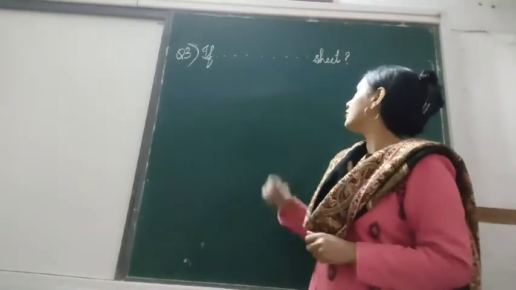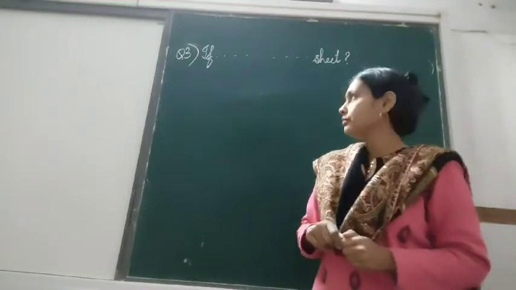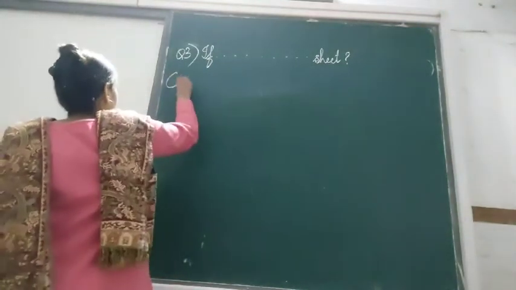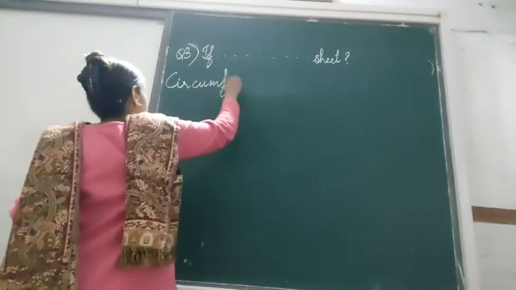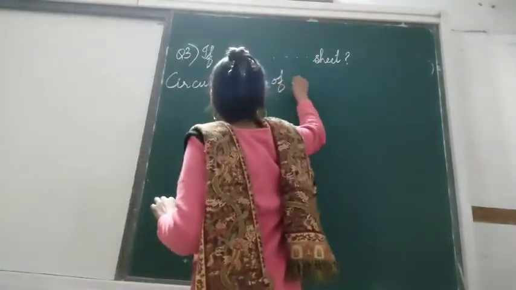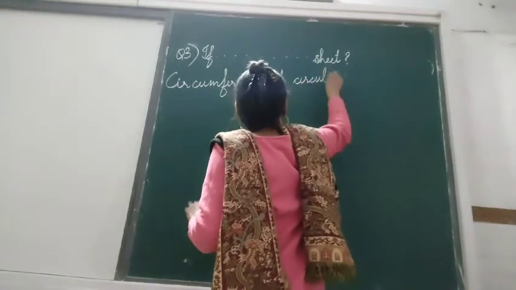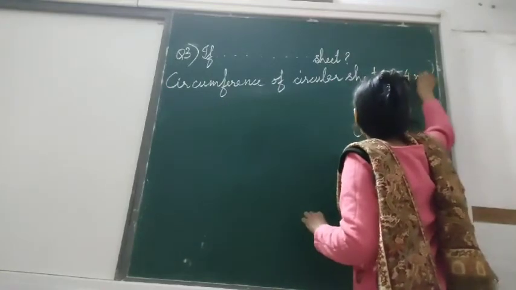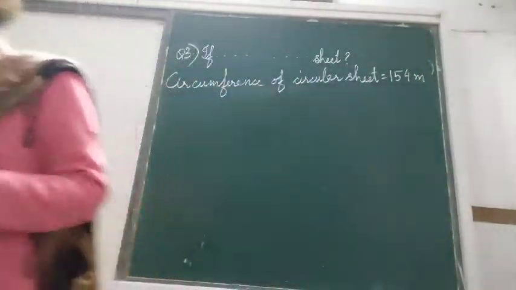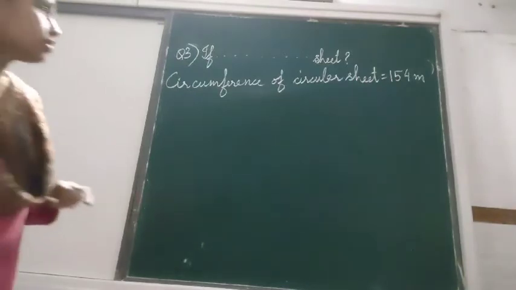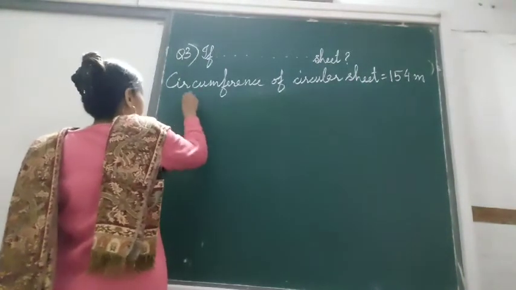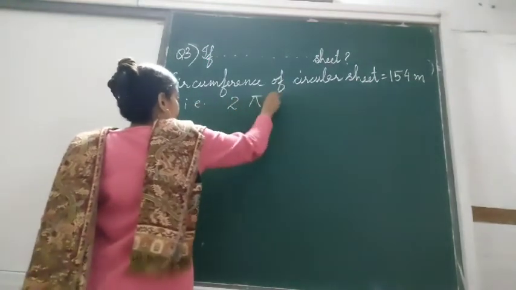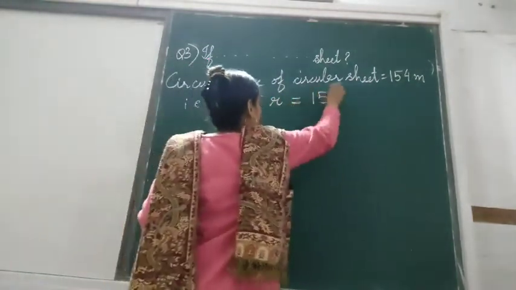Now we go ahead and solve question number 3. What is given in the question? The circumference of the circular sheet is given. We are going to write that. Circumference of the circular sheet is equal to 154 meters. That means 2 pi r is equal to 154 meters.